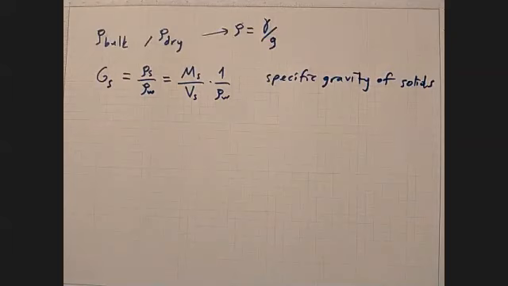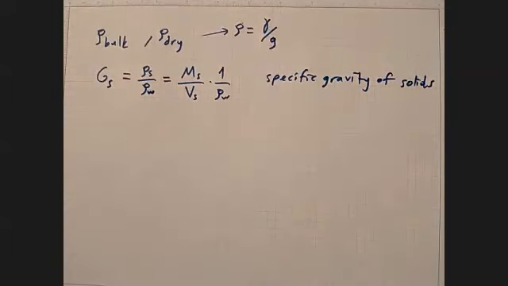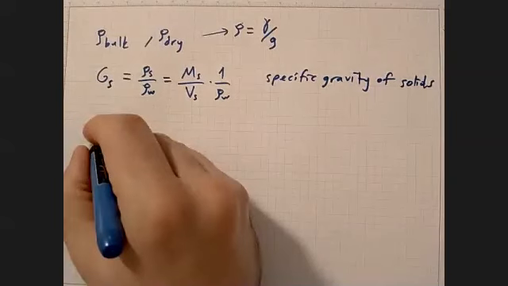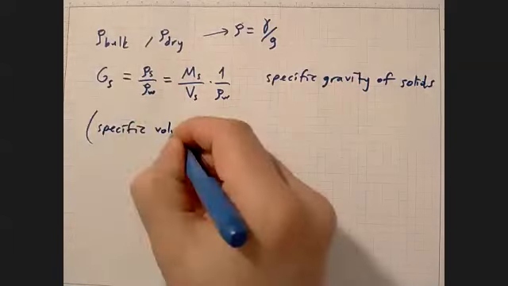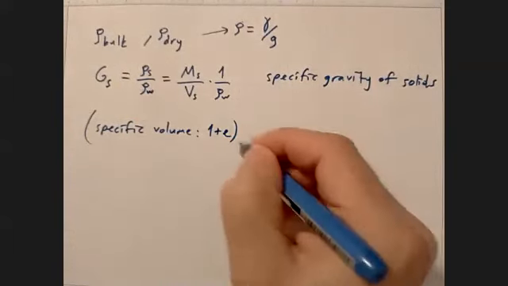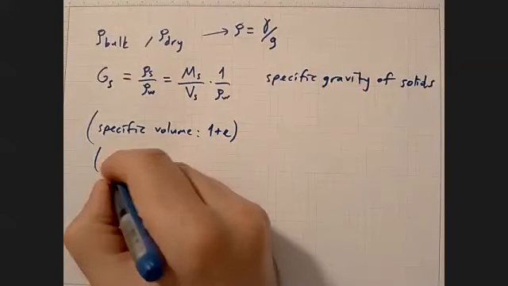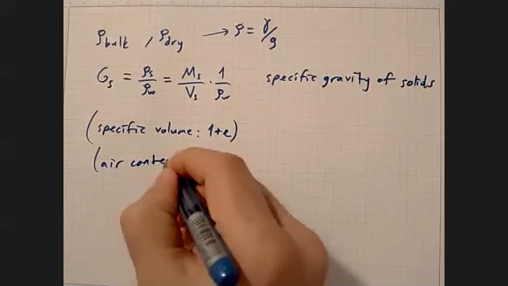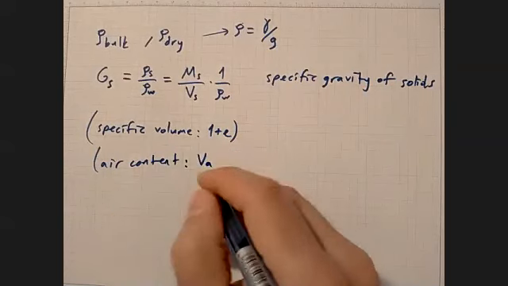Other than these, there are other less common phase definitions involved. So there is the specific volume, which is 1 plus e. There is air content, which is volume of air over total volume.